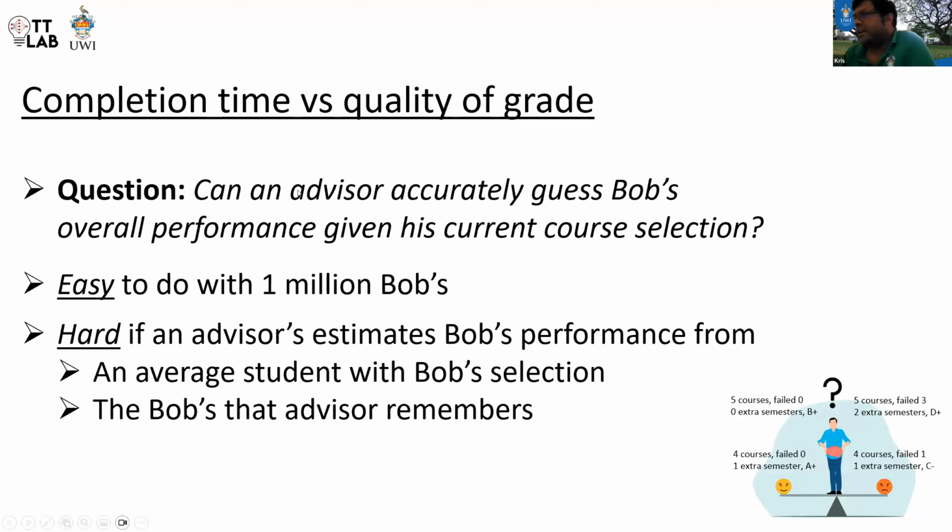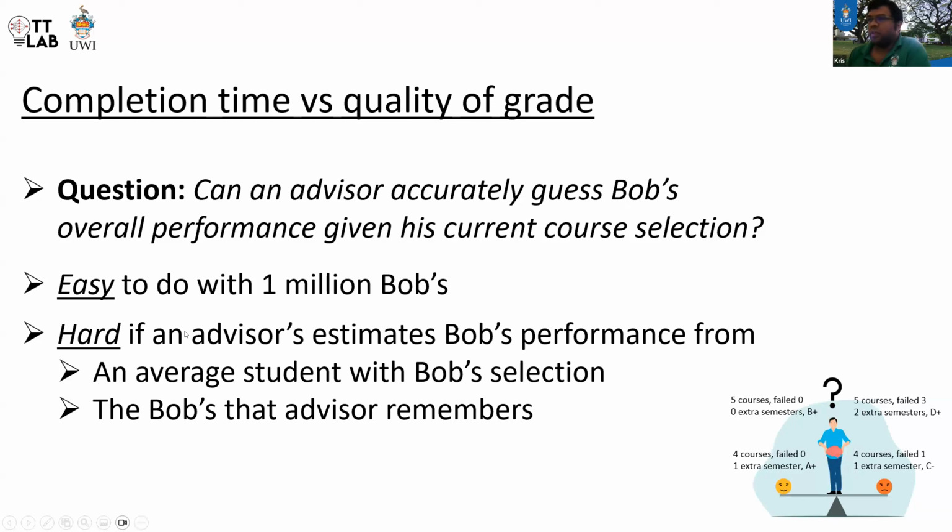So the question that we had here is, can an advisor accurately guess, let's say some student Bob's overall performance given his current course selection, right? Now, of course, this is easy to do if you had like 1,000,000 Bobs, right? Because if you have 1,000,000 Bobs, it's pretty robust. You just take the average of all of them and you're good to go. But it's hard for the advisor, if he doesn't have 1,000,000 Bobs in his head or hasn't met 1,000,000 Bobs, to be able to estimate his performance.